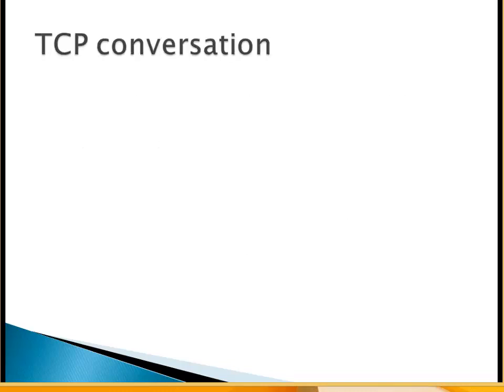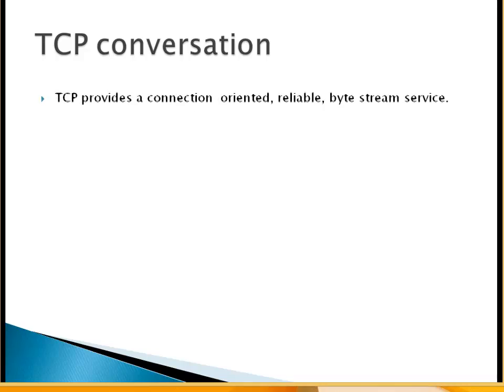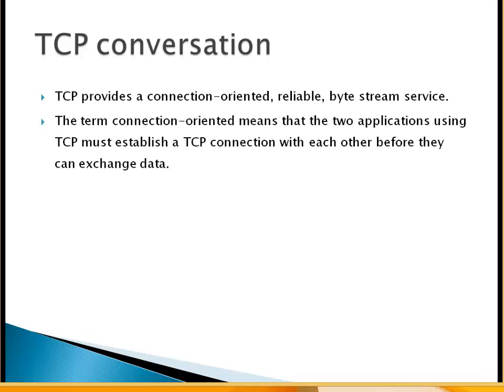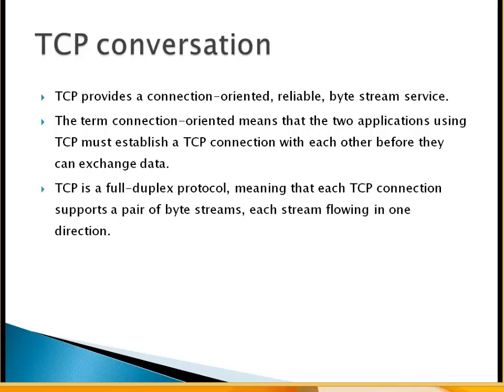Okay, if you remember the TCP conversation, TCP is a reliable protocol. Now TCP provides a connection-oriented reliable byte stream service. The term connection-oriented means that the two applications using TCP must establish a TCP connection with each other before they can exchange data. TCP is a full duplex protocol, meaning that each TCP connection supports a pair of byte streams, each stream flowing in one direction. And TCP packets are marked with flags that denote their purpose.